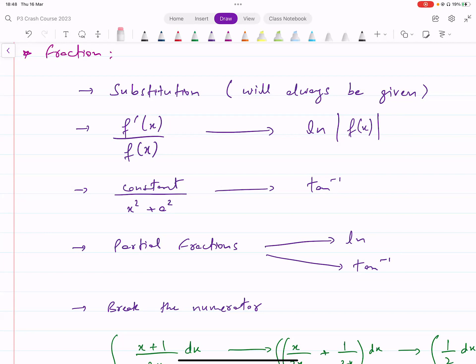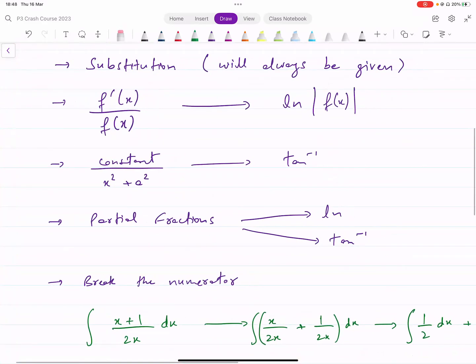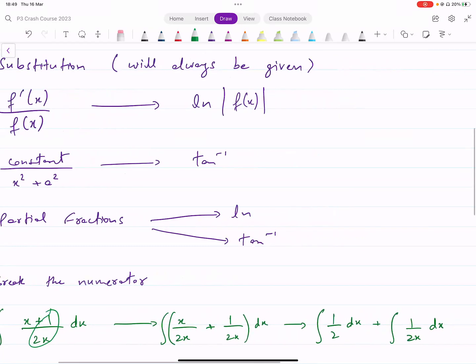So let's say it's not the log form, it's not the tan inverse form, and you don't even have factors in the denominator. For example, if you have something like this, x plus 1 over 2x. Now, it doesn't follow any of these three forms that we did earlier. In this case, what you can do is you can break the numerator into two parts. So write x over 2x separately and 1 over 2x separately. And then you just integrate those two fractions separately one by one.